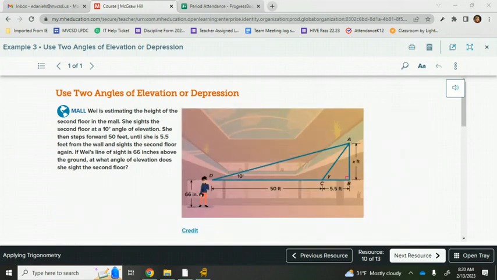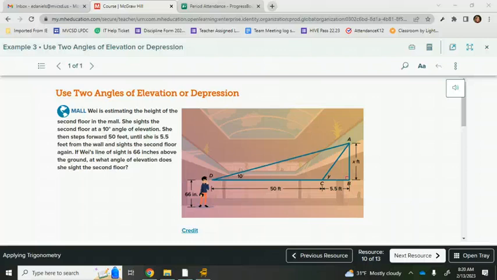Okay, so for this one, using 2 angles of elevation or depression. Okay, so we're at a mall. And then Well is estimating the height of the second floor in the mall. She sights the second floor at a 10-degree angle of elevation. She then steps forward 50 feet until she is 5.5 feet from the wall and sights the second floor again.